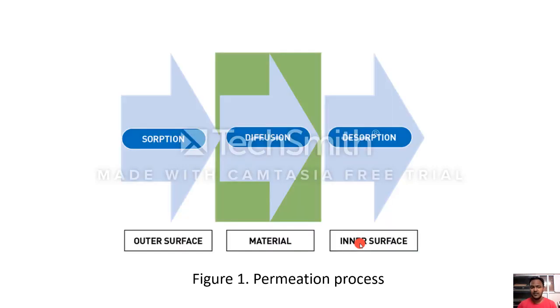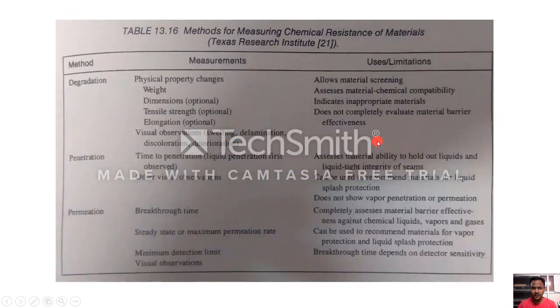You can see this diagram. This is the first stage, which is the absorption, then diffusion. This is the outer surface here of the material. Then this is the desorption. So this is how the permeation process works. This also we check. So you can just see these are the important parameters that we are going to study.